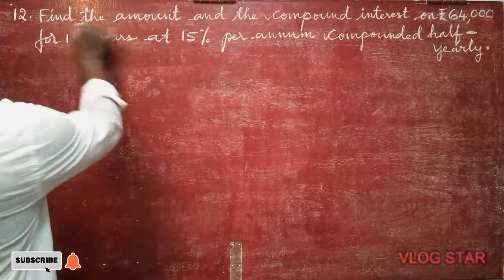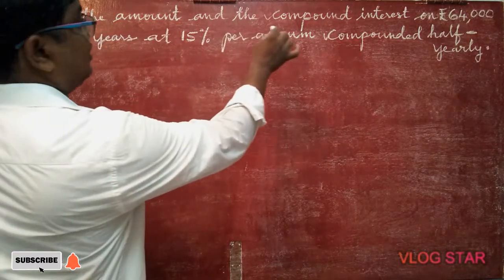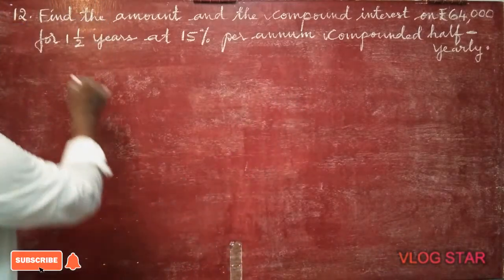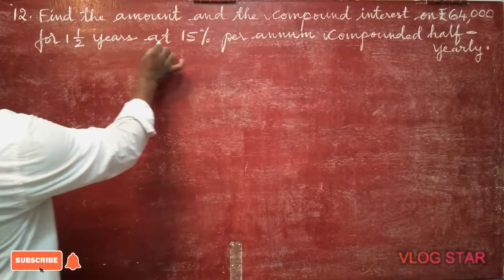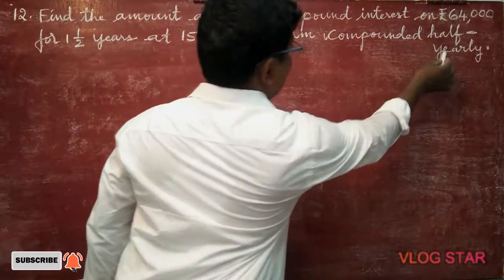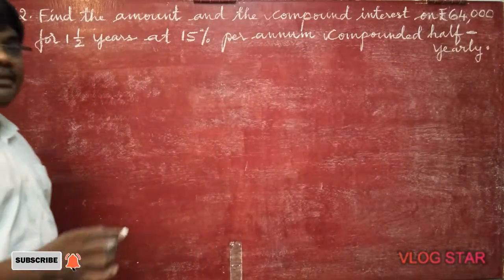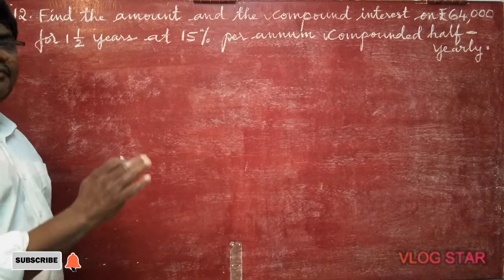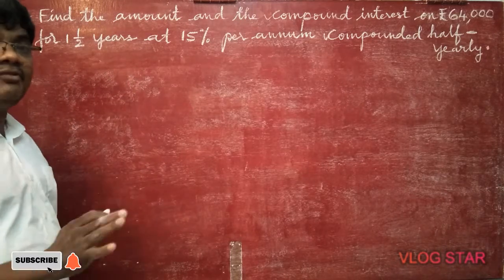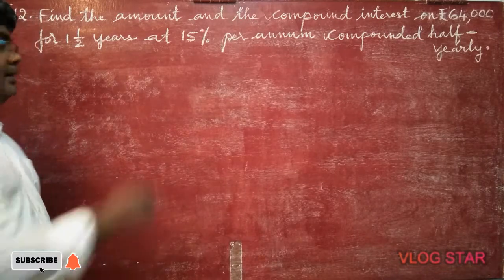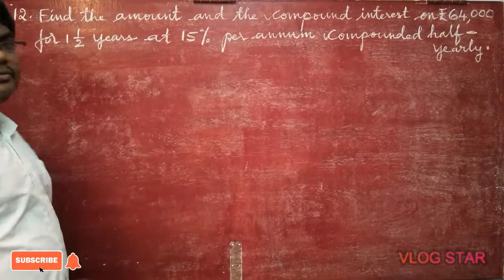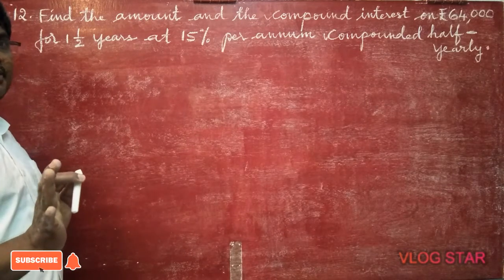12th problem. Find the amount and the compound interest on rupees 64,000 for 1.5 years at 15% per annum, compounded half yearly. Half yearly means 6 months. Half of the year means 6 months. So in this 1.5 year, 6 months, how many will be there? Means 3 will be there. In 1 year, 2 six-months will be there. Again one more half. So 3 halves. Are you able to follow?